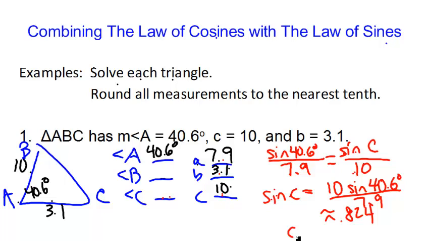So C is going to be the inverse sine of 0.824, which is about 55.5 degrees. Once you know these two angles, you can simply add them up, subtract the result from 180, you get about, well, 83.9 degrees. And now you've solved the triangle. As a good rule of thumb, start with the largest angle you can possibly start with and work your way down the chain. Let's do another example.